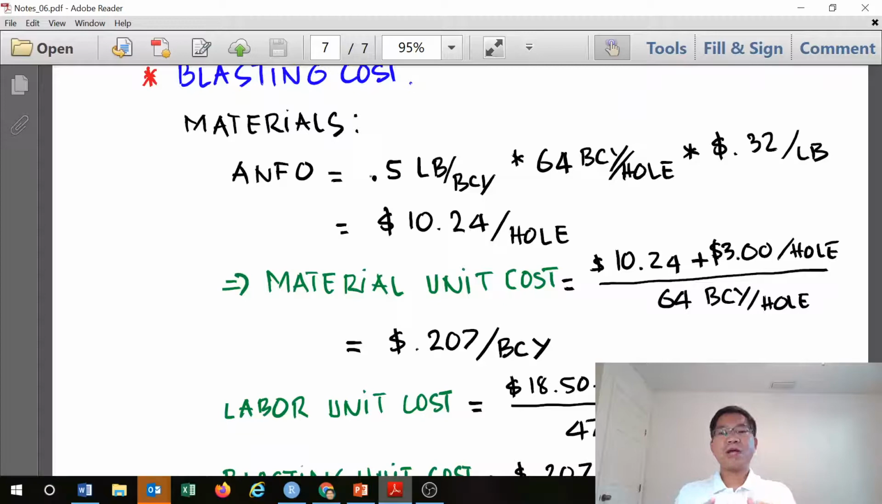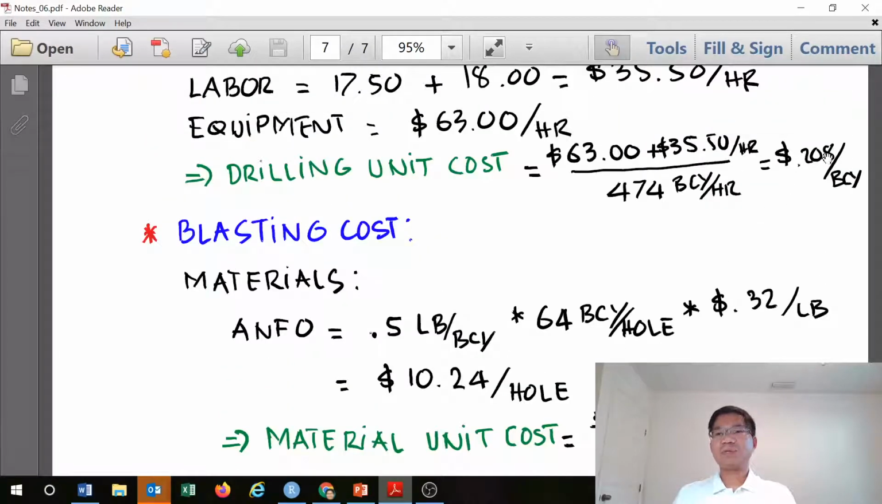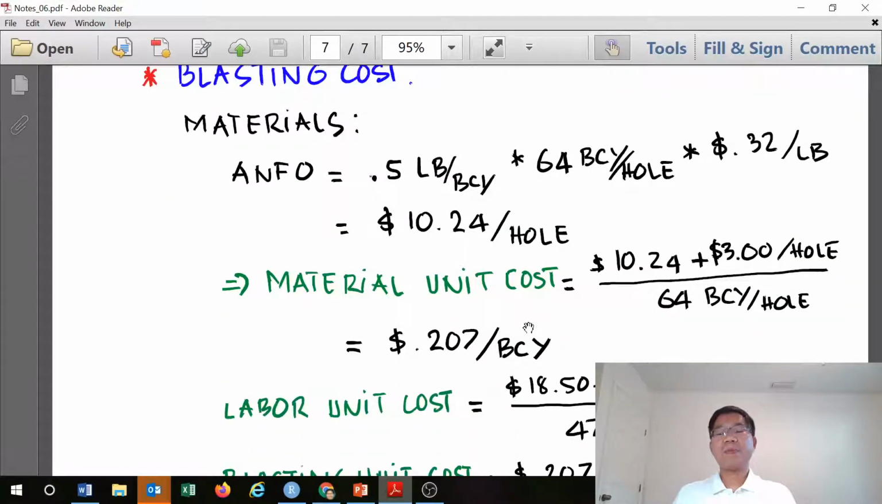That's what we need, right? Because to add up unit costs, we need dollar per bank cubic yard, dollar per bank cubic yard. So when you do it, of course, the equation may be confusing, but think about the unit analysis so that we can do it correctly.